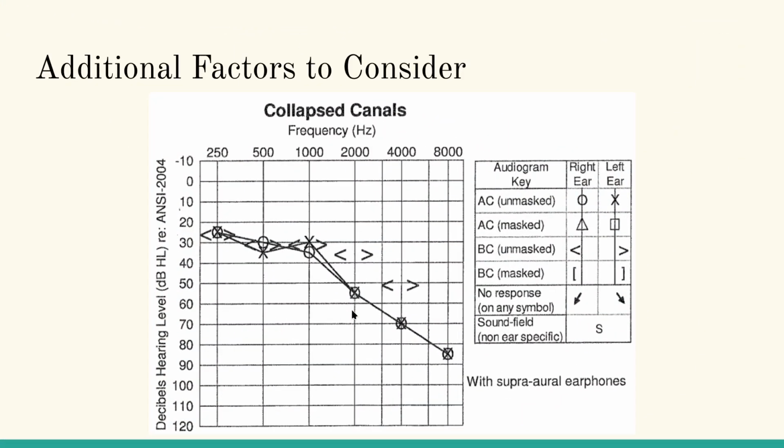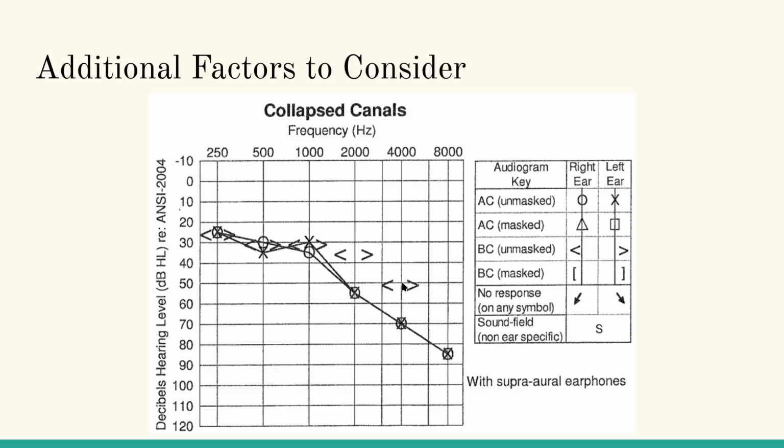Here's an example of collapsed canals, which is far more common with supraoral headphones. In an elderly population, you might have supraoral headphones collapsing canals up to a third of the time. In just a general clinical population, it's more like 4 to 5% of the time. So that's the drawback of supraoral headphones in elderly adults. We can see we've got an air bone gap in the high frequencies.